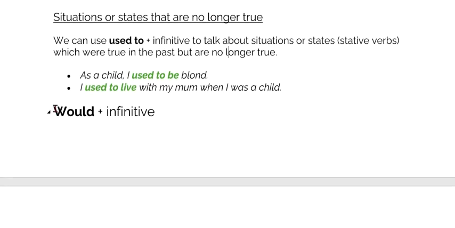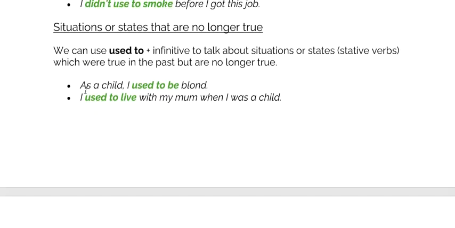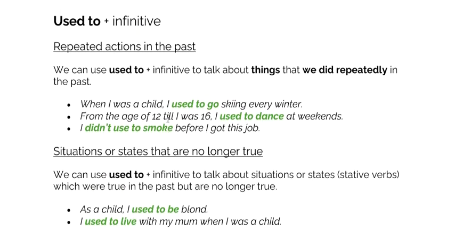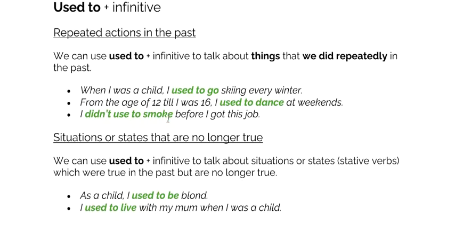Let me give you some examples. As a child, I used to be blonde. It means I'm not blonde anymore. But the state of being blonde was true for me in the past, but not now. I used to live with my mom when I was a child. It was a state that existed in the past, but not now. Now I do not live with my mom anymore, but I used to live with my mom in the past. So you see, a beautiful use of used to. We can use used to tell a story about the past, to give an account of events in the past.